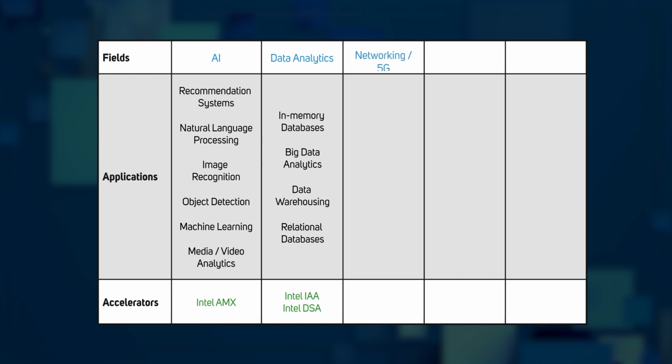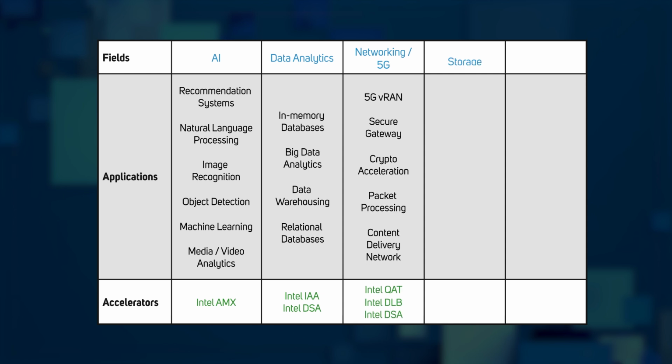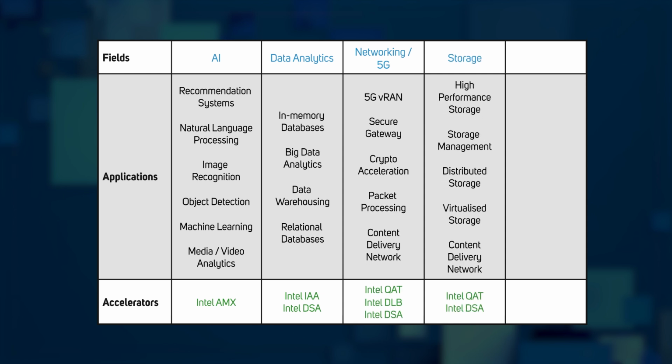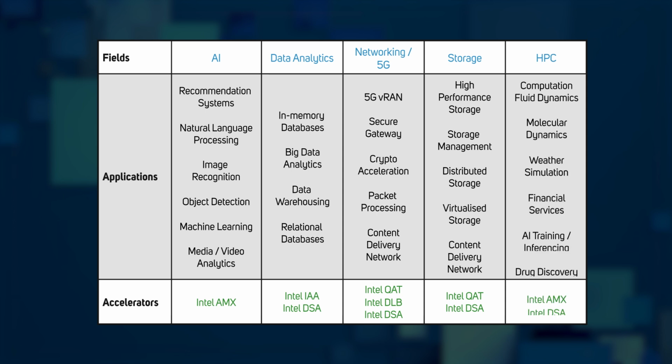warehousing. And when it comes to networking and storage tasks, the CPUs use Intel QAT, DLB, and DSA to accelerate security encryption and virtualization with respect to 5G radio networks, data management, and content delivery. Finally, HPC is accelerated by Intel AMX and DSA to increase performance of CFD, simulations, and modeling applications.